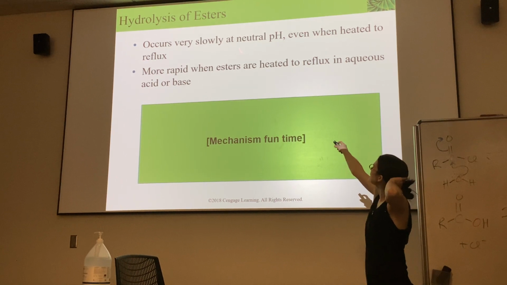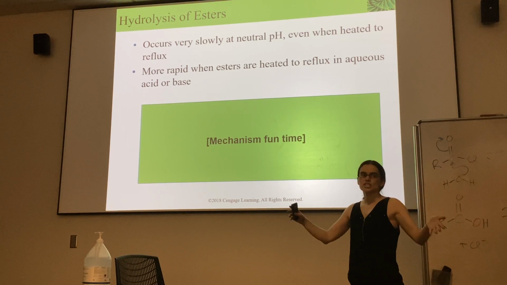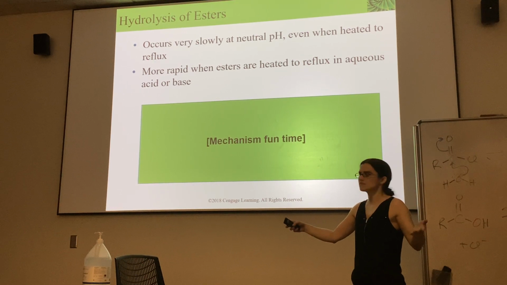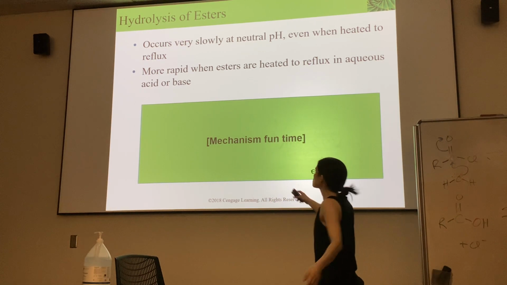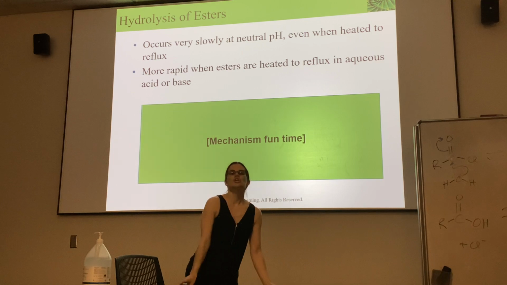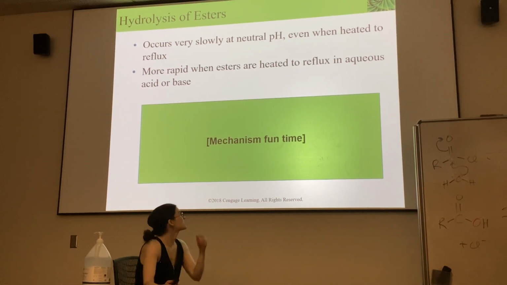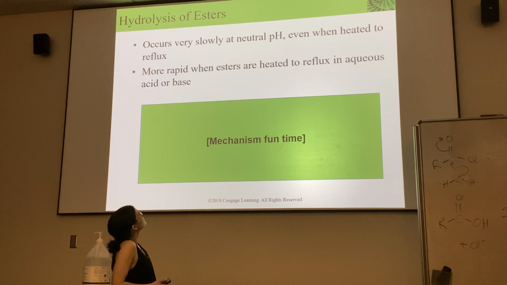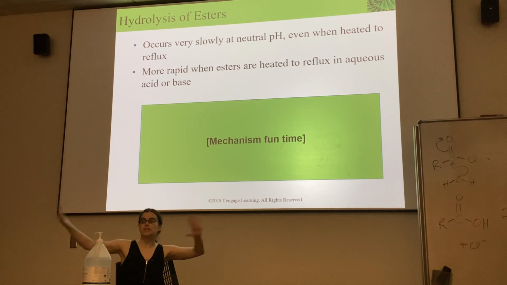So these are going to happen at neutral pH. Like, they will eventually reach equilibrium between some of the ester and some of the acid, right, at neutral pH. It's just really slow, real slow. Even if you heat it to reflux, it doesn't go faster. And heating doesn't change where our equilibrium lies, right?